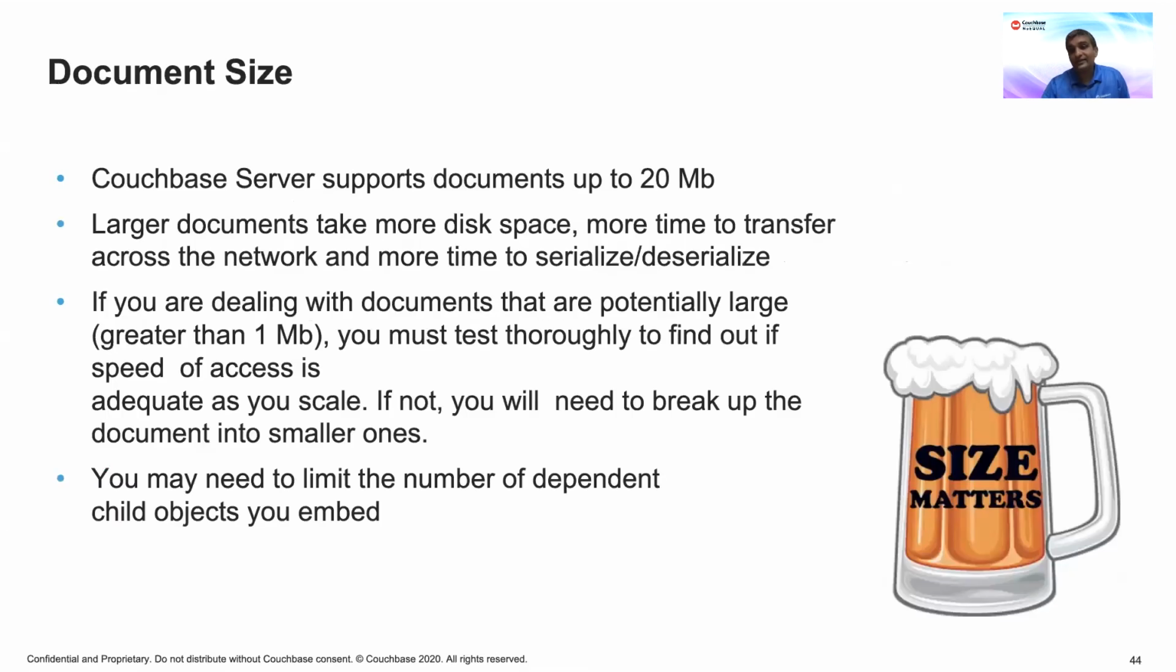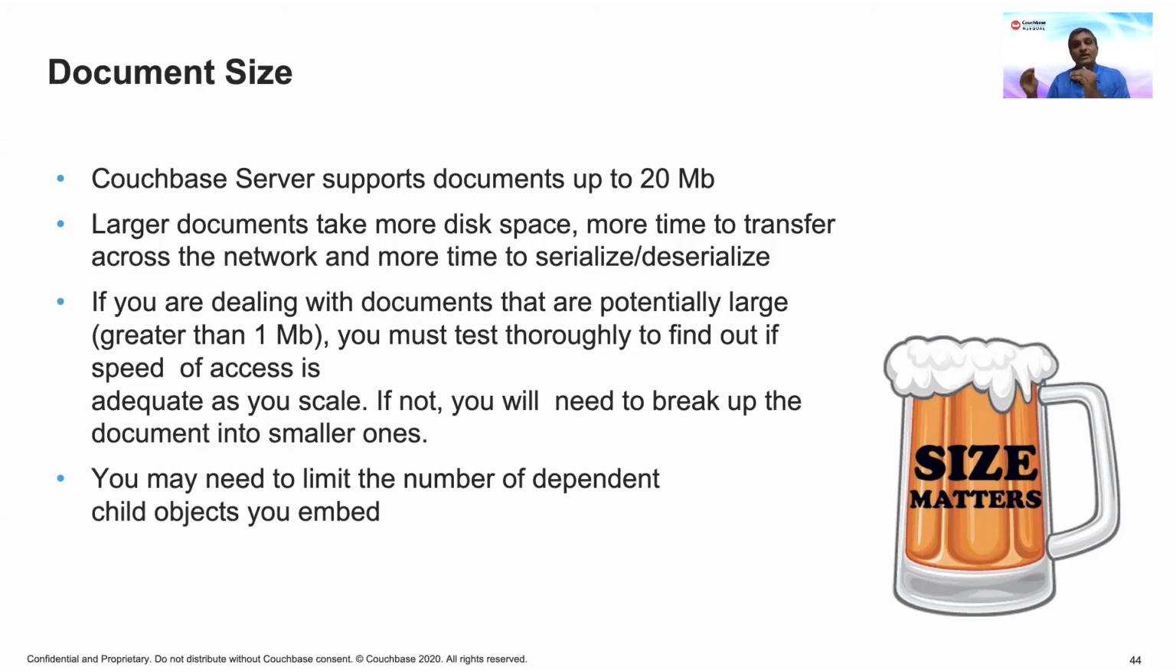If you look at the document size, Couchbase supports documents up to 20 megabytes in size. That does not mean that your document should be as large as 20 megabytes. Remember, a large document takes more disk space, more time to transfer across the network, and more time to serialize and deserialize. So if you're dealing with documents that are potentially large, make sure you test thoroughly to find out if the speed of access is adequate at scale. If not, you'll have to break that document down into smaller documents.